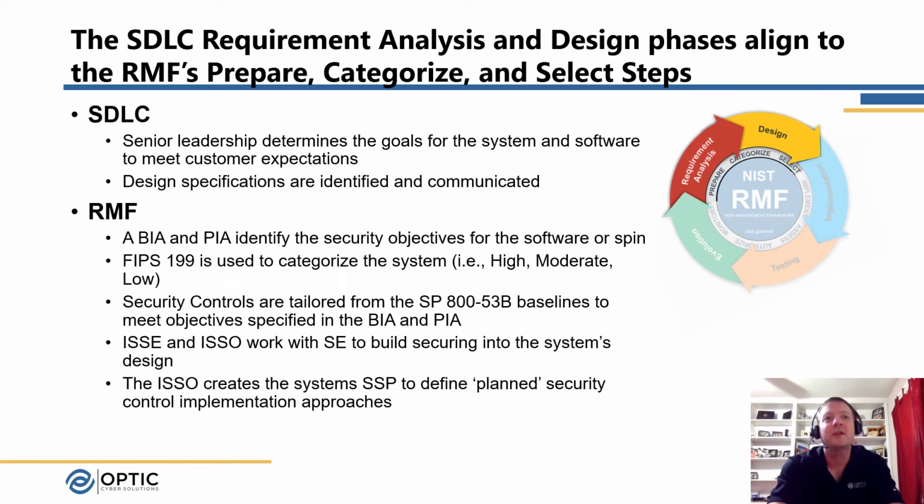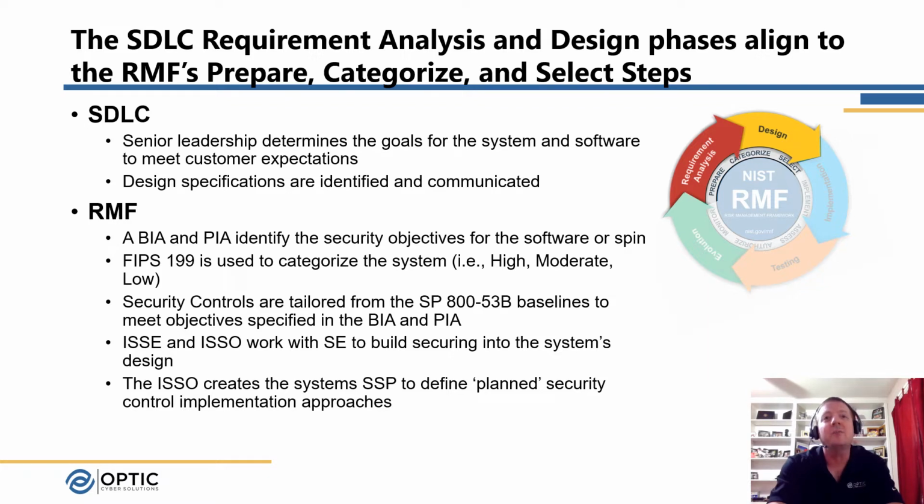So up first, we see here that we have the requirement analysis and design phase. These two phases line up very, very well with the prepare, categorize, and select steps of the RMF. So here, typically with the SDLC process, this is where we're gathering our stakeholder requirements, understanding what the system's goals and objectives are, or what the software we're building needs to do, and then we come up with the design specifications for what we want to implement.